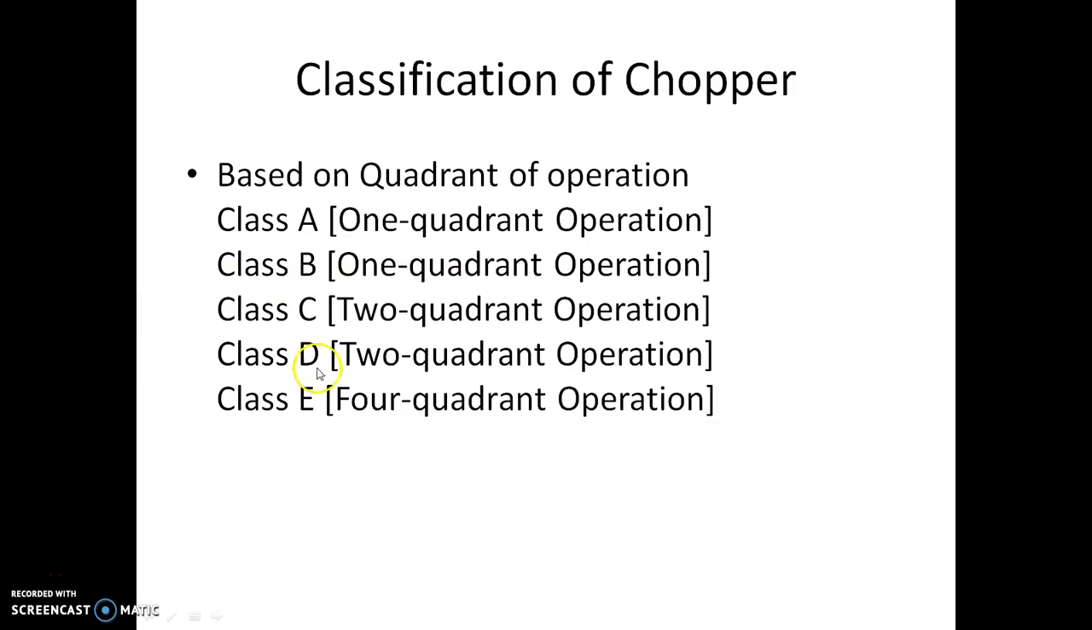In this class C chopper, the output voltage is positive throughout the operation, whereas the output current changes from positive to negative.